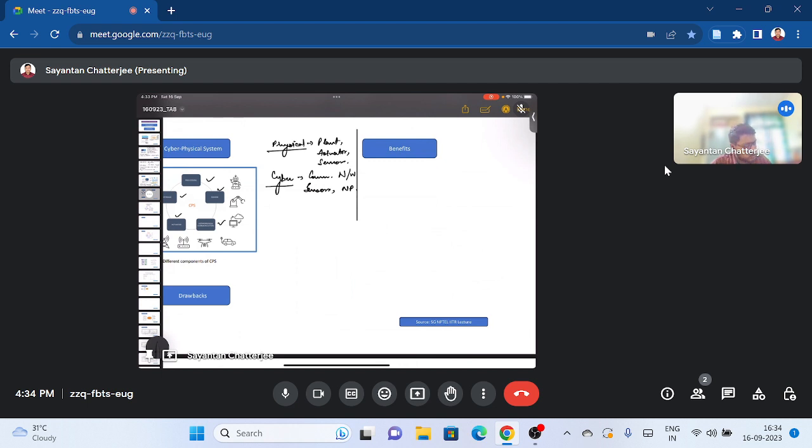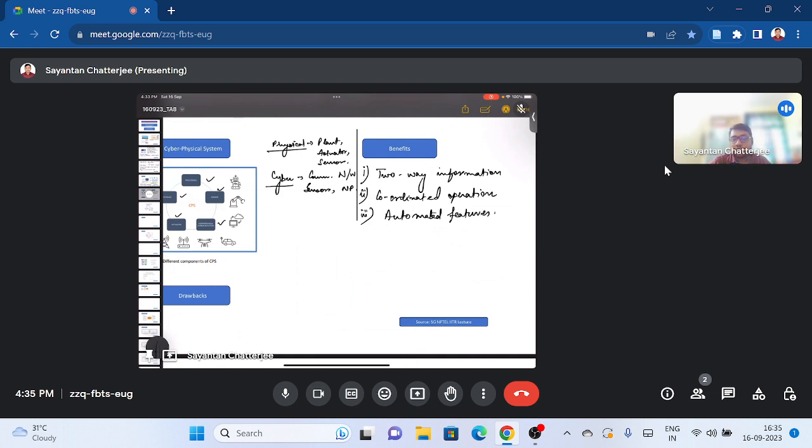Coming to the benefits of using this cyber physical system: firstly, two-way information flow, then coordinated operation, then automated features. So these are the benefits.